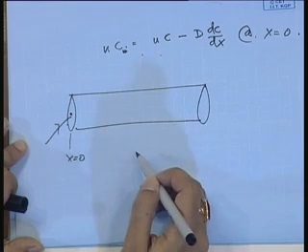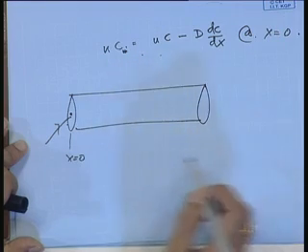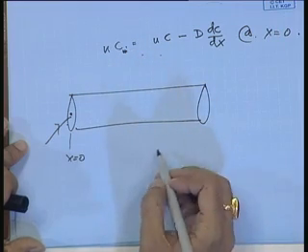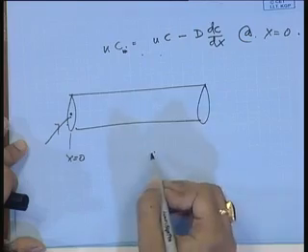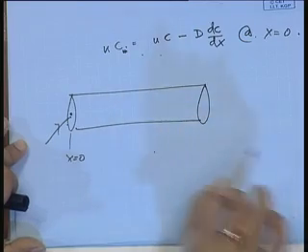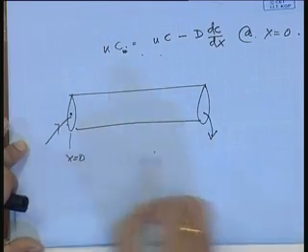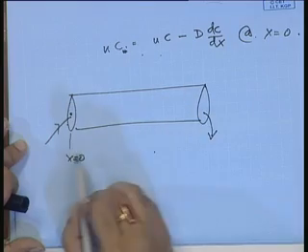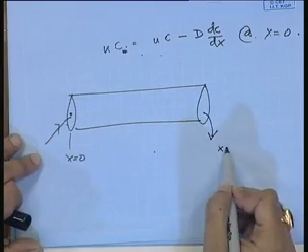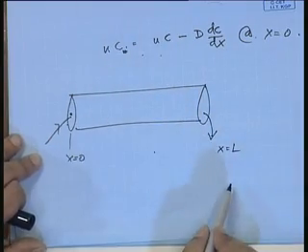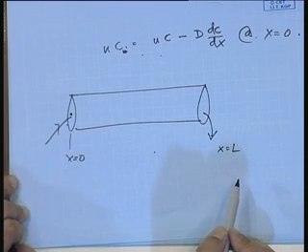So, if you are writing a second order problem, we will come to that, then you need a second boundary condition. So, what would be the boundary condition at the other end? X equals 0, this is my boundary condition. What would be then my boundary condition at X equals L?